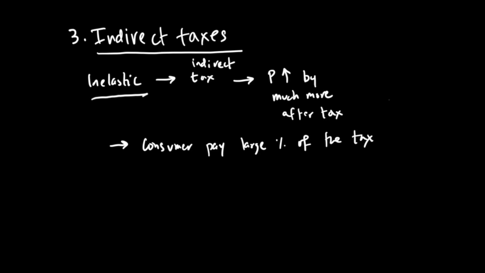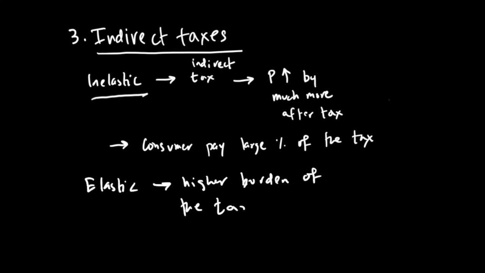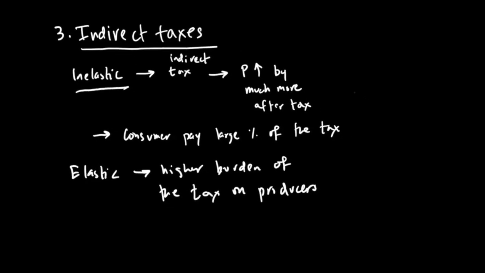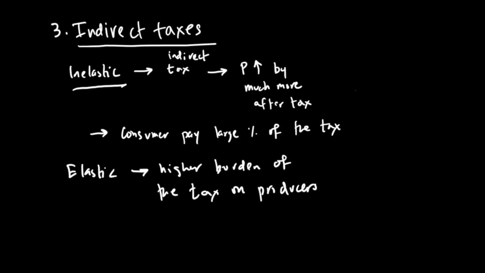So for inelastic goods, the indirect tax will result in a higher price and therefore a higher burden of the tax on the consumer. Similarly, if the demand is elastic, the indirect tax results in a higher burden of the tax on producers. So elasticity also decides who pays the tax and how much of the tax will be paid by consumers versus producers.